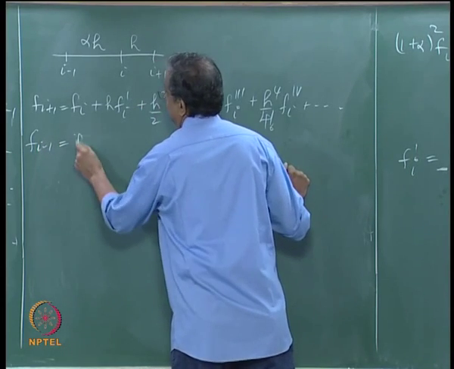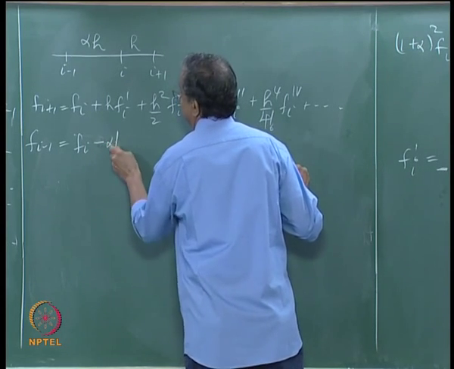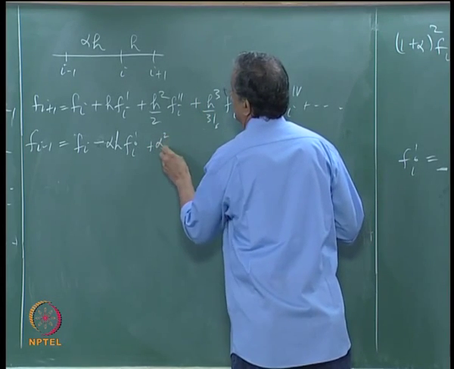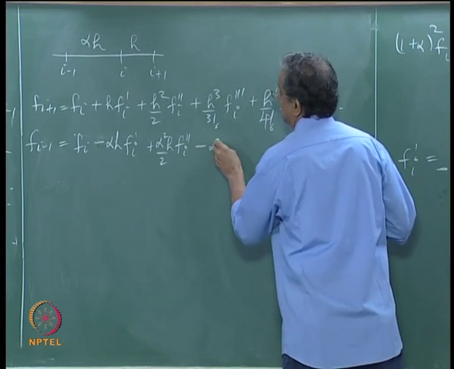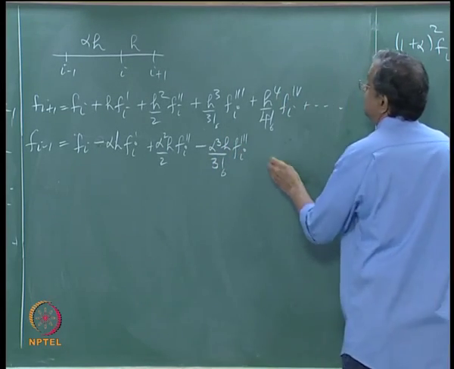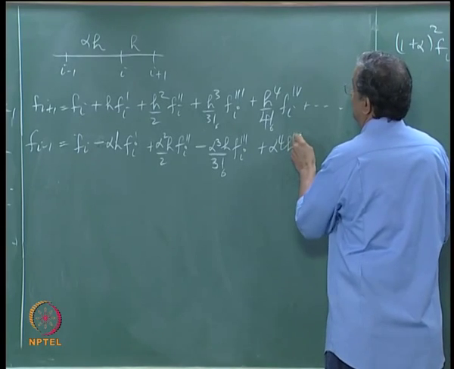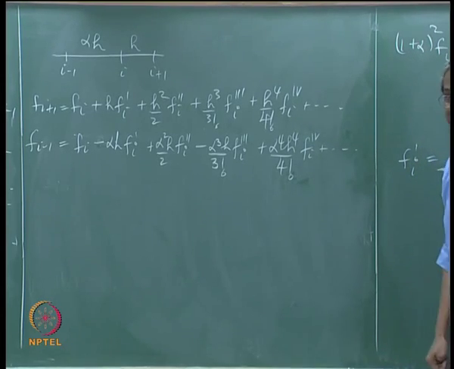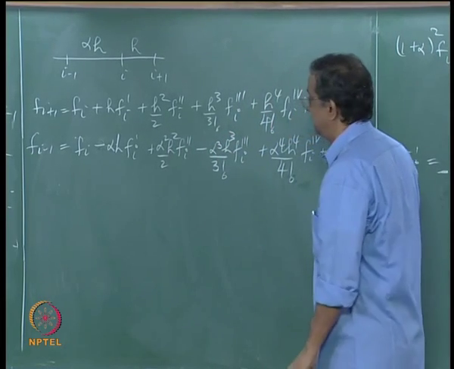f(i-1) is f(i) minus alpha h f prime at i, plus alpha squared h squared by 2 f double prime at i, minus alpha cubed h cubed by 3 factorial f triple prime at i, plus alpha to the fourth h to the fourth by 4 factorial fourth derivative at i, and so on. This isn't as bad as the first derivative term. Is that fine? h squared, h cubed, I'm being a little careless today.